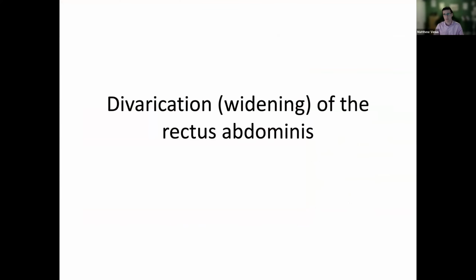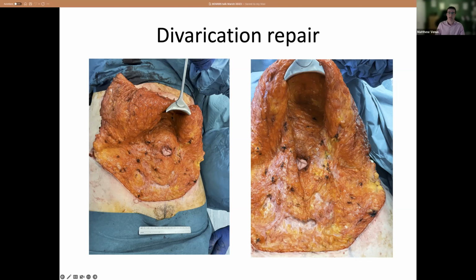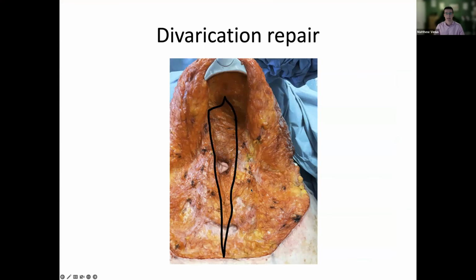So divarication, or widening of the aponeurosis between the rectus abdominis muscles, is really common. In fact, it's probably ubiquitous. And this is a photo in surgery, and you can see the bulge that the patient has where the rectus muscles are separated. I find the best way to demonstrate that is to pull up with a Morris retractor, and it really shows you where the edges of the rectus muscle are, and that's what you need to stitch back together again. So that's what I'm going to repair.